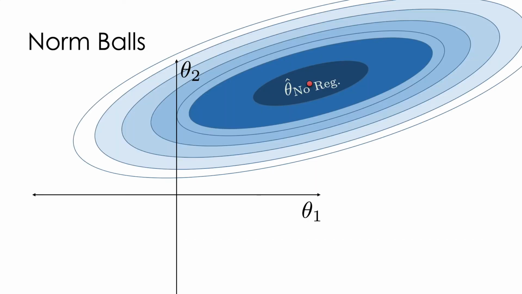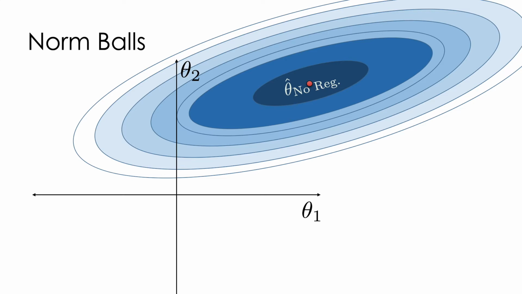So here I have a cartoon illustration of the loss surface for a two-dimensional model. We have parameters theta 1 and theta 2. And these contours correspond to the contours of the loss surface, with the optimal loss here at the center. You can imagine this is a squared loss, these are pretty elliptical contours. And this red dot here is the best parameters that we could choose if we didn't have any additional constraint for regularization or for model complexity.